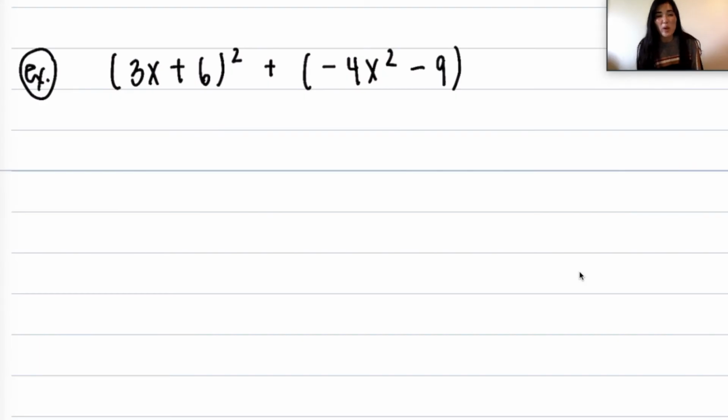All right, so here's your problem. We have 3x plus 6 squared and then plus a negative 4x squared minus 9. So first thing I'm going to say to you guys is on a problem like this though, what you actually want to simplify first is going to be right here. And again, I will remind you of order of operations because that is actually how we're going to solve all these problems.